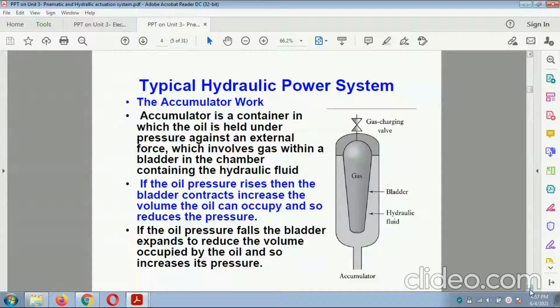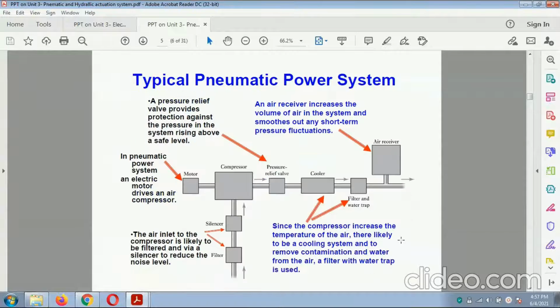How the accumulator works: the accumulator is a container in which the oil is held under pressure against an external force, which involves the gas within the bladder in a chamber containing the hydraulic fluid. If the oil pressure rises, then the bladder contracts, which increases the volume the oil can occupy so as to reduce the pressure. If the oil pressure falls, the bladder expands to reduce the volume occupied by the oil and so increase its pressure. So this is the diagram which is related to the gas system. This is a valve, that is the gas charging valve. This is a bladder and this is the hydraulic fluid.